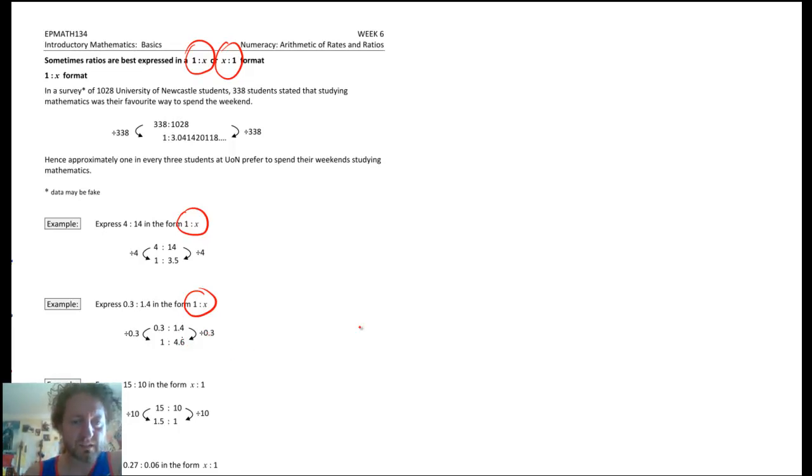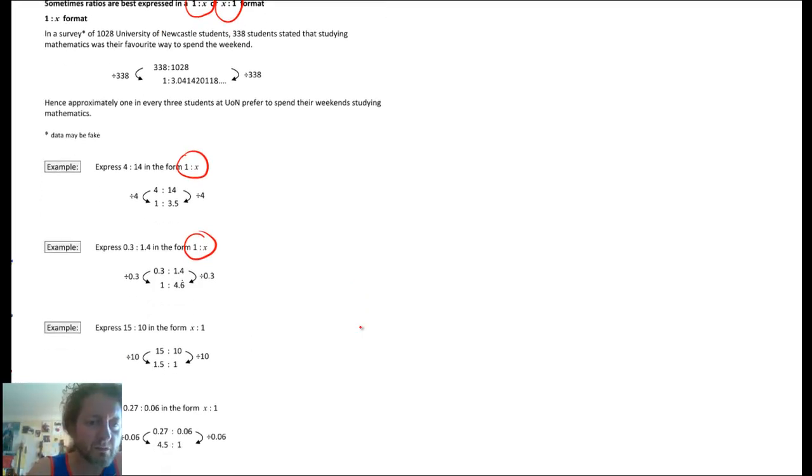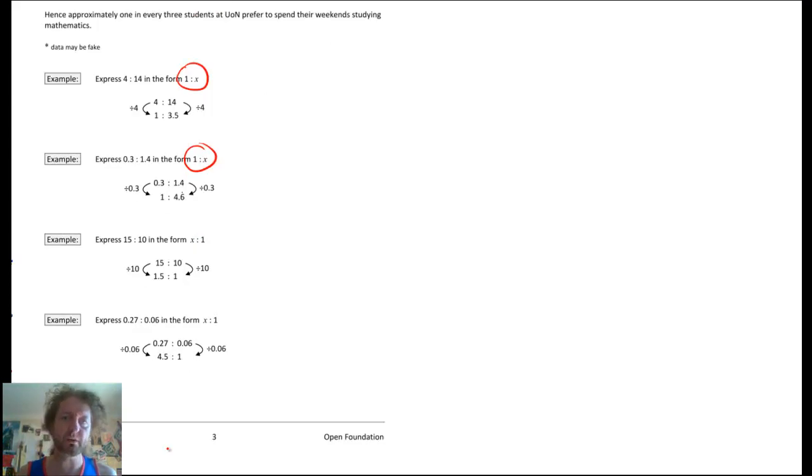And the next two are just the other direction. They're just saying force the right-hand side to be 1. Well, if there's a 10 on the right, divide both sides by 10. Done. Again, convert the right-hand side to be 1. The right-hand side is 0.06, divide by itself. Do the same to the left. Alright, so that's how to convert to a 1 to x or an x to 1 ratio.